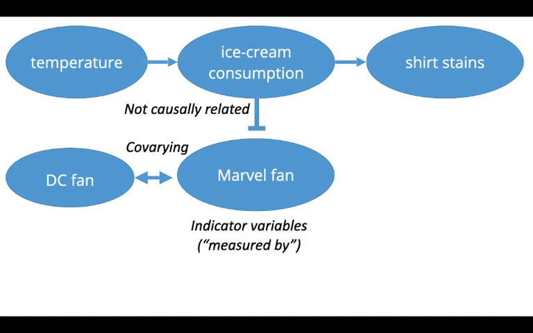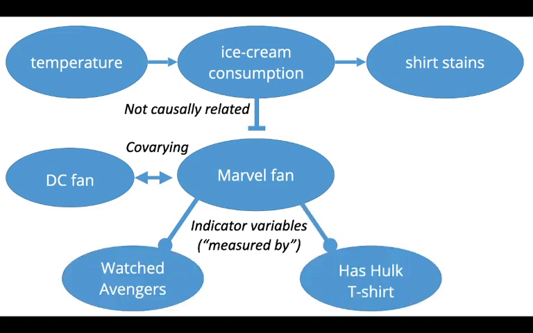Sometimes you get indicator variables. So, for example, being a Marvel fan is a latent variable. We might not be able to measure it directly, but we can get indications of whether someone is a fan of Marvel by whether they've watched certain films or whether they have certain possessions. So a line with a dot means that you can get an idea of one variable by measuring another.